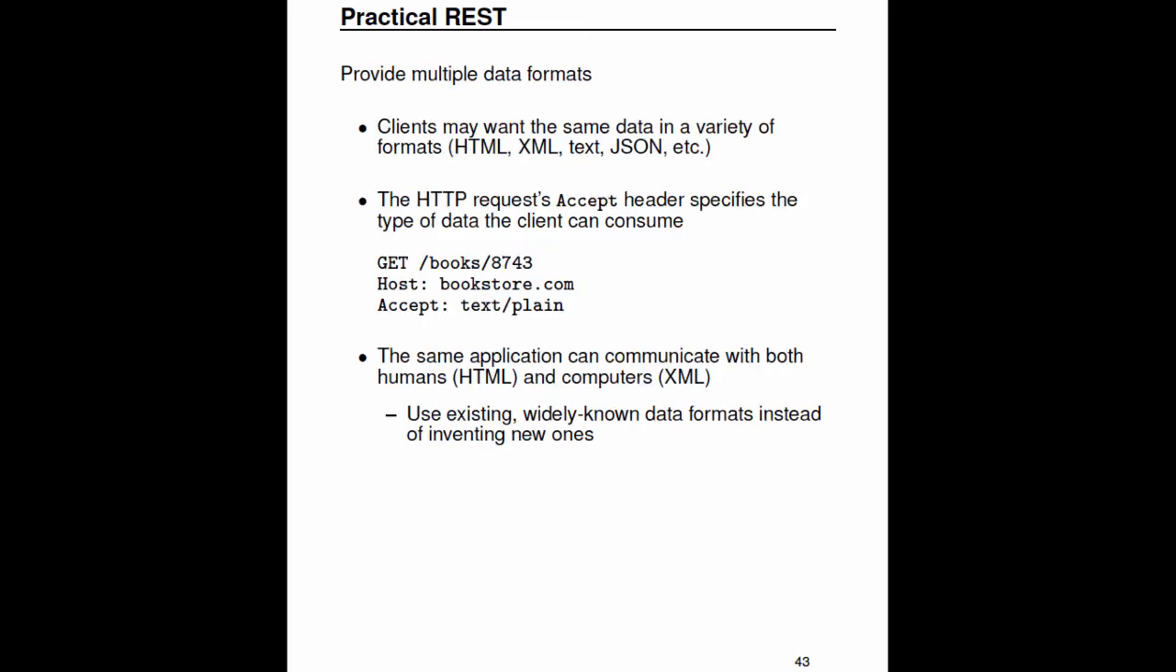And finally, REST calls for providing multiple data formats, so you should let the client decide what format of data it wants. The way you do this is with the Accept header to say, okay, for this particular request, I want to get book 8743 from bookstore.com, and I want it as text. Or you could ask for it as HTML and things like that. And this is nice because it means that the same application can communicate with both humans using HTML and computers using XML or something like that.